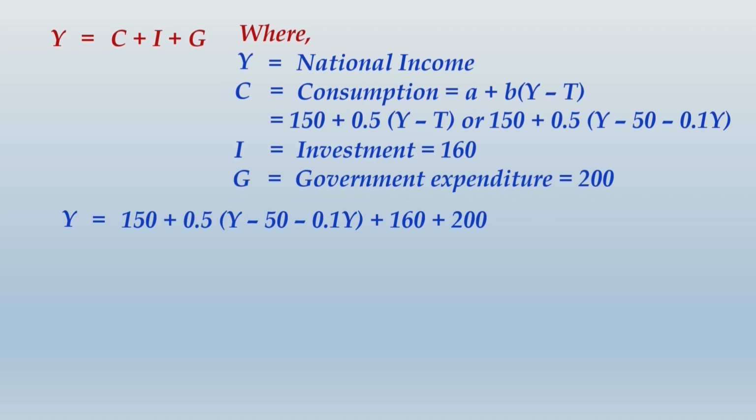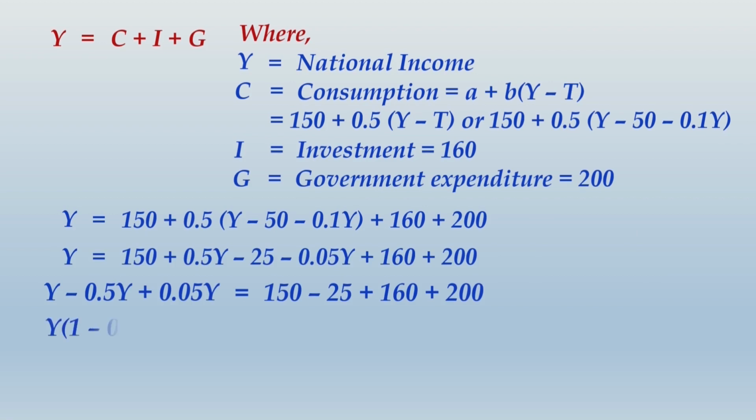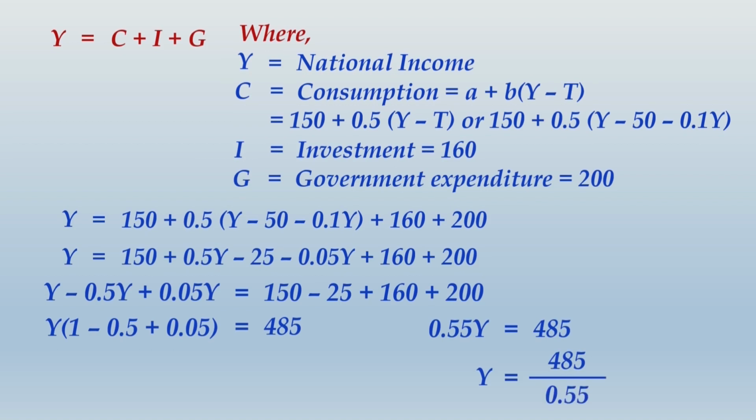You just need to now solve this equation and find the value of y, and when you do that, you will be getting the final version of equation as 0.55 y equals to 485. So y will be 485 divided by 0.55, and that will give you 881.82.